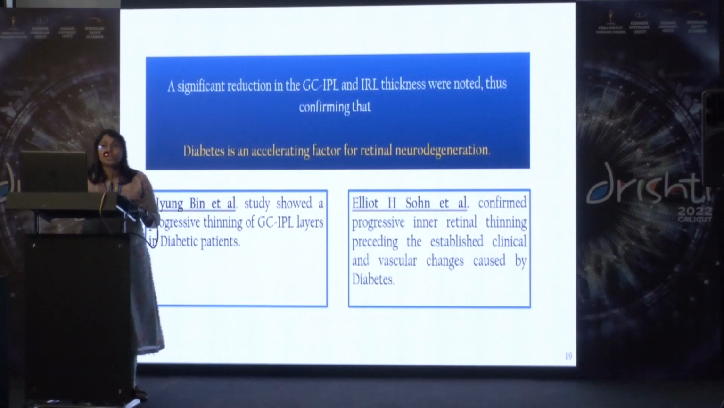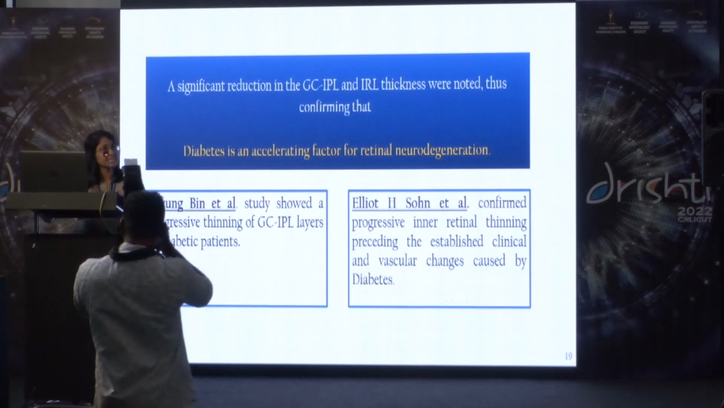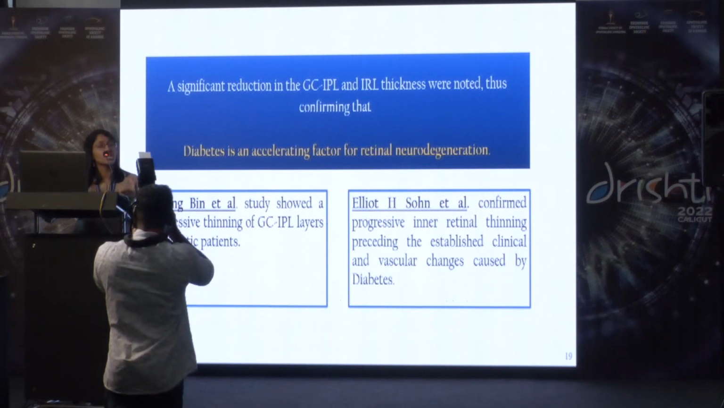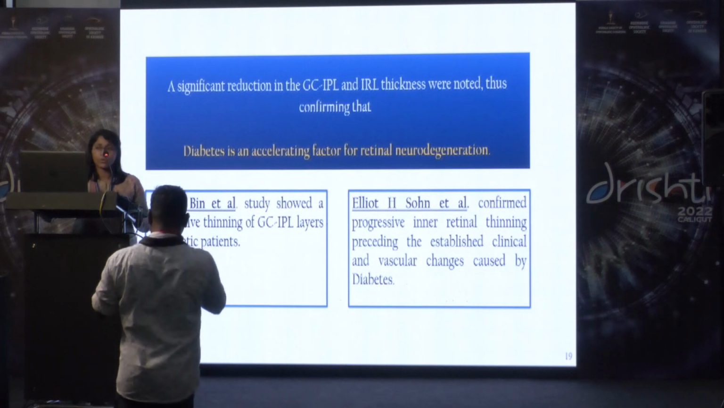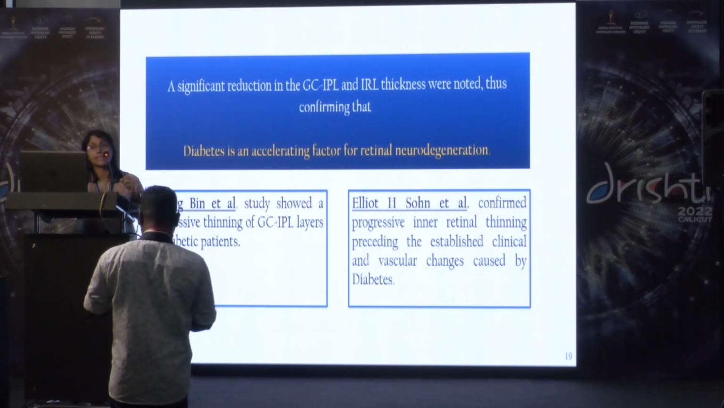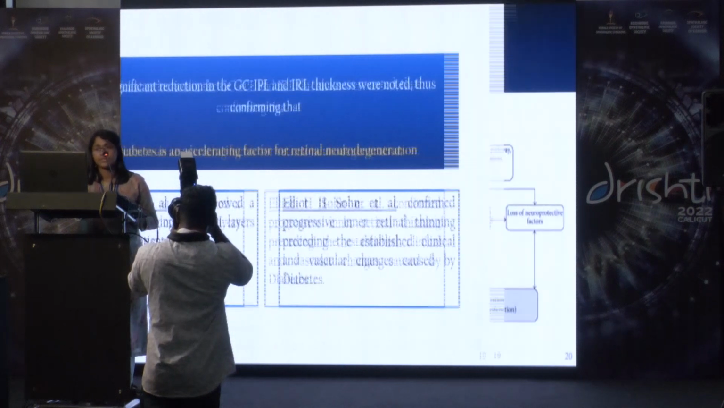Discussion. A significant reduction in the GC-IPL and IRL thickness was noted, thus confirming that diabetes is indeed an accelerating factor for retinal neurodegeneration. My study is in agreement with Hyung-Bin et al.'s study, which showed progressive thinning of GC-IPL layers. Eliot et al. confirmed progressive inner retinal layer thickening preceding the clinical stages in diabetes.